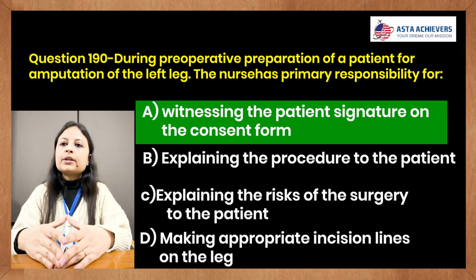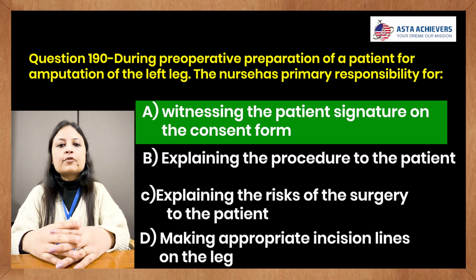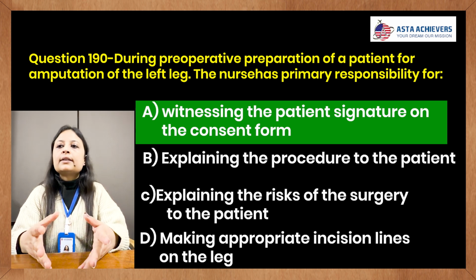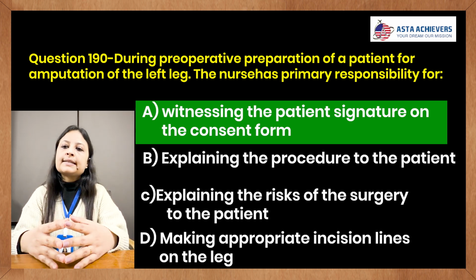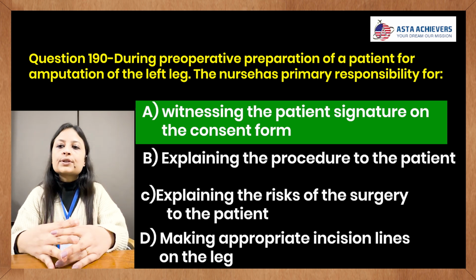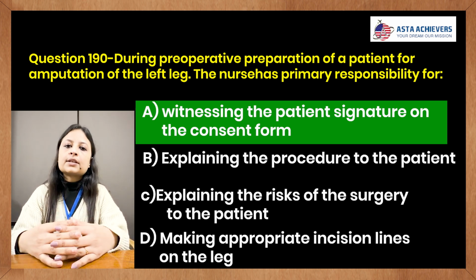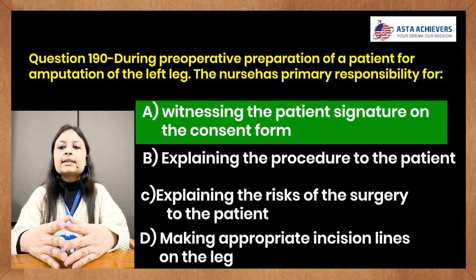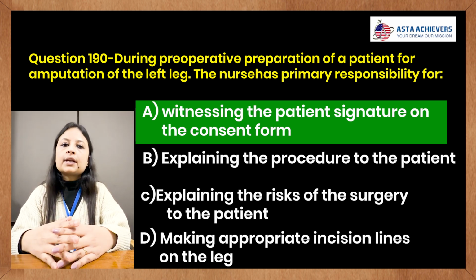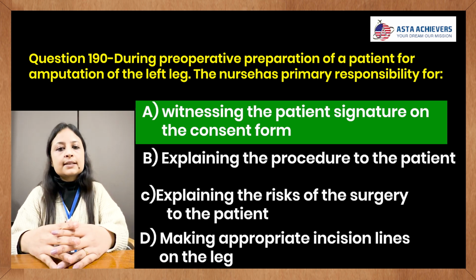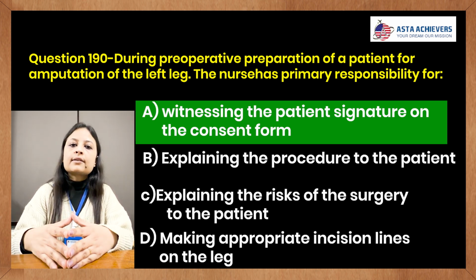Question 190. During pre-operative preparation of a patient for amputation of left leg, the nurse has primary responsibility for option A, witnessing the patient's signature on consent form. Option B, explaining the procedure to the patient. Option C, explaining the risk of the surgery to the patient. And option D, making the appropriate incision line of the leg. So option A, witnessing the patient signature on the consent form, is the correct answer.